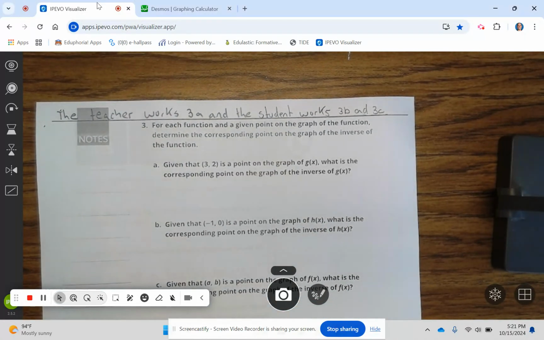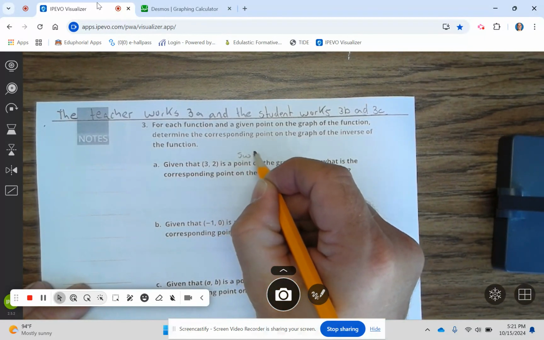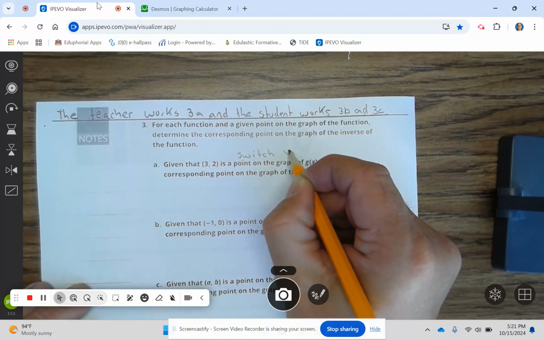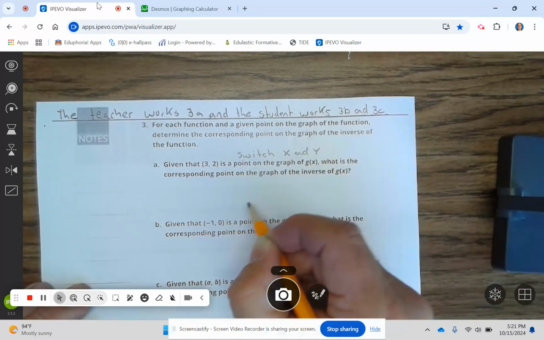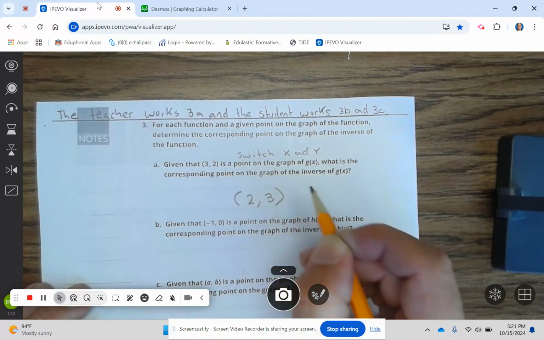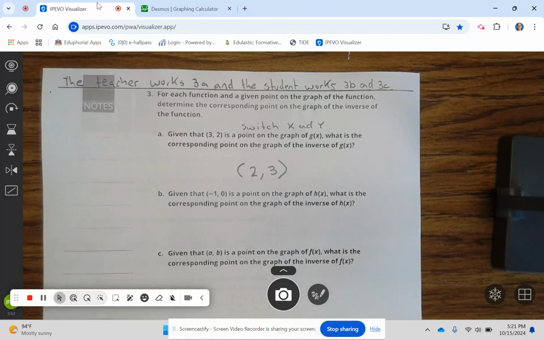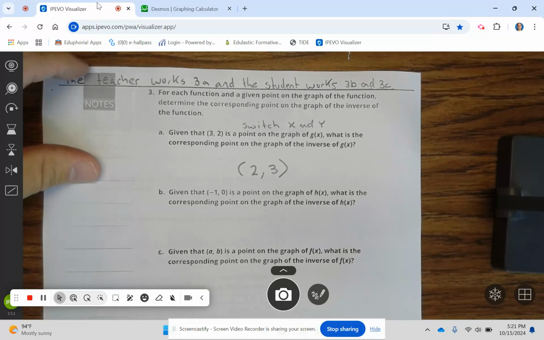All right, the teacher works 3a and the student works 3b and 3c. For each function, a given point on the graph of the function, determine the corresponding point on the graph of the inverse of the function. Given the point is a point on the graph of g of x, what is the corresponding point on the graph of the inverse? Real simple, you switch x and y, so that becomes (2, 3). All right, go ahead and finish up A, and then complete B and C. Let's take a look at the next page.